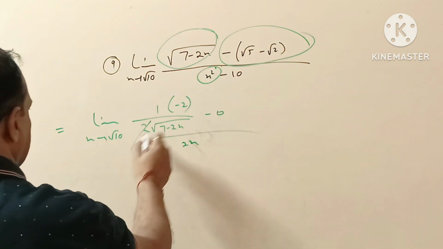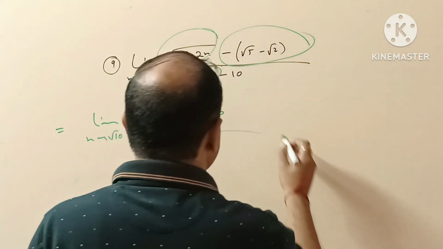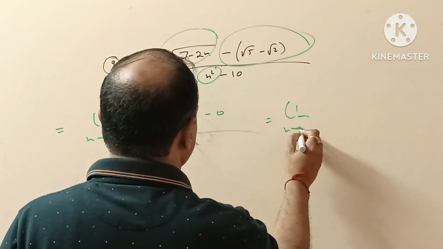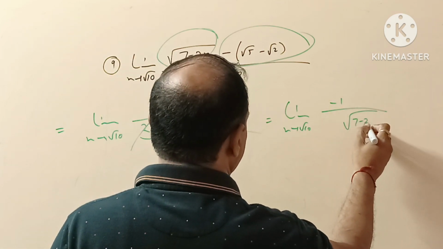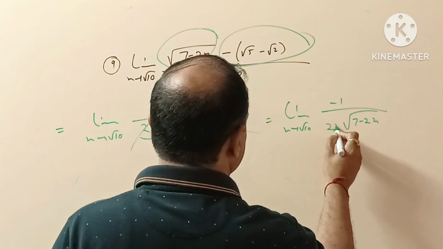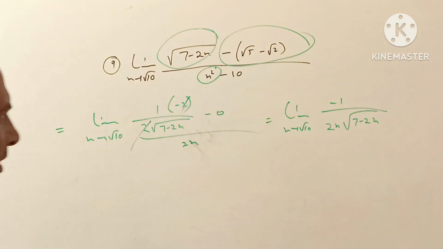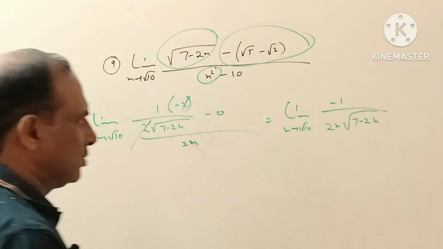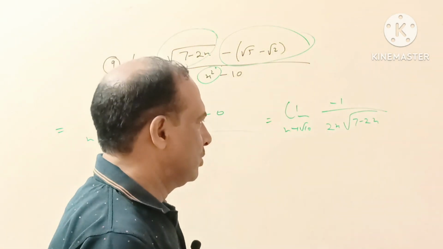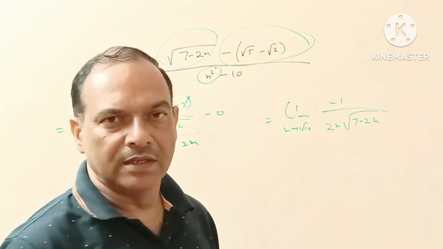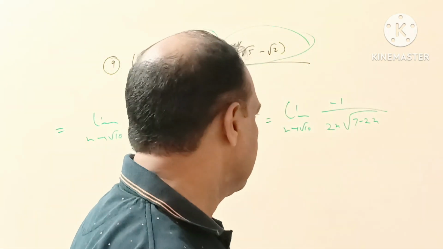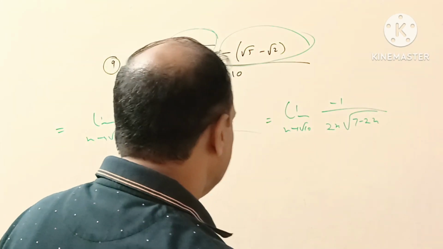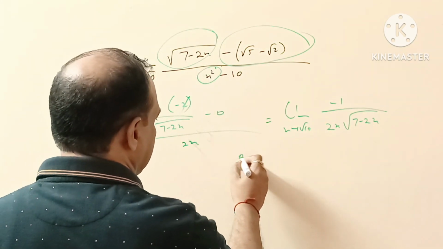Okay, now this 2 will cancel out this 2. You will be left with limit x tends to under root 10, this is minus 1 over under root 7 minus 2x, and here this is 2x. Now you are seeing that there is no need to apply the L'Hospital rule again, because if you put x equals under root 10, you are not getting the denominator equal to 0. Therefore, you can simply apply the limit.